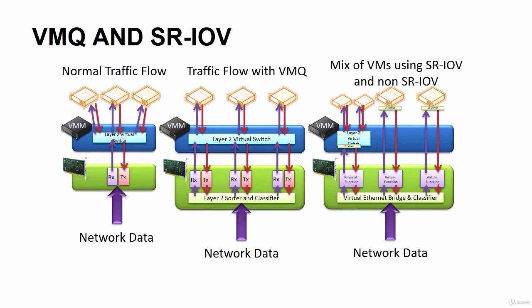With VMQ, the network adapters have more than one set of queues. It has these virtual queues. So the network adapter itself is doing a certain amount of sorting. It could, for example, send all of the traffic for a certain virtual machine to one set of queues. That means the virtual switch no longer has to do that work to work out which virtual machine this is going to.